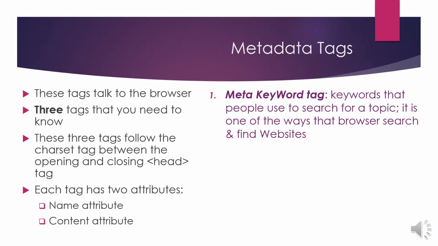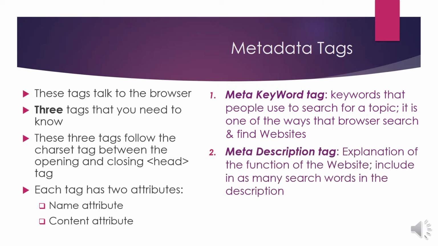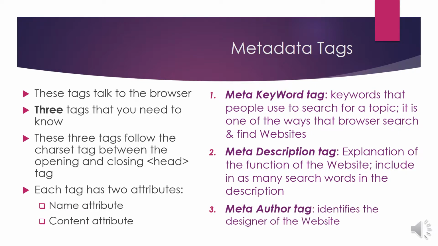First, there is the meta keyword tag. This tag provides keywords that people use to search for a specific topic. It is one of the ways that a browser searches and finds websites. You have your meta description tag, which is an explanation of the function of the website. Include in this description tag as many of the search words that you use in the keyword tag. And then you have the meta author tag. This identifies the designer of the website.